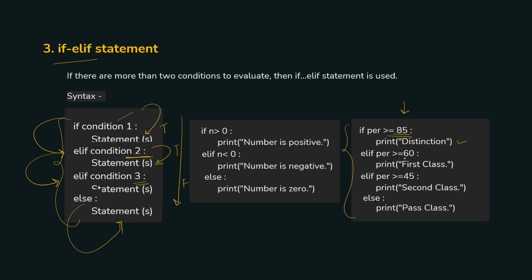If not, we will check if percentage is greater than 60. If it is greater than 60, then you will get first class. In the same way, we will be getting the other grades.